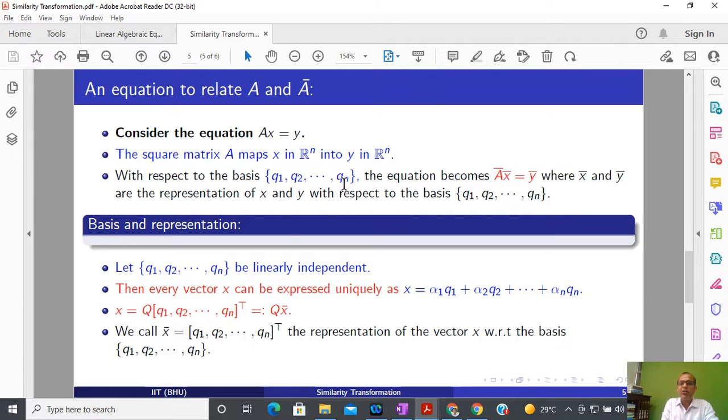Now if I express the system in different bases, obviously everything is going to change: A becomes A bar, x becomes x bar, y becomes y bar. Now we are going to establish the relationship between A and A bar. Since q1, q2 and qn are the newly generated bases, they are linearly independent. We know that every vector can be expressed in terms of linearly independent vectors, so I have alpha 1 q1, alpha 2 q2, and alpha n qn.